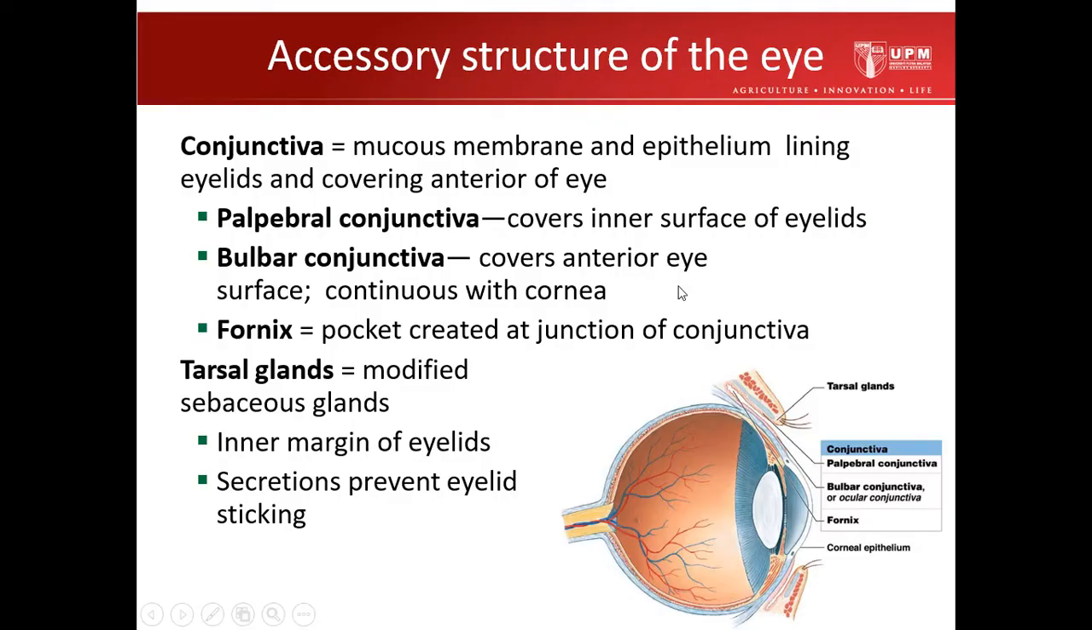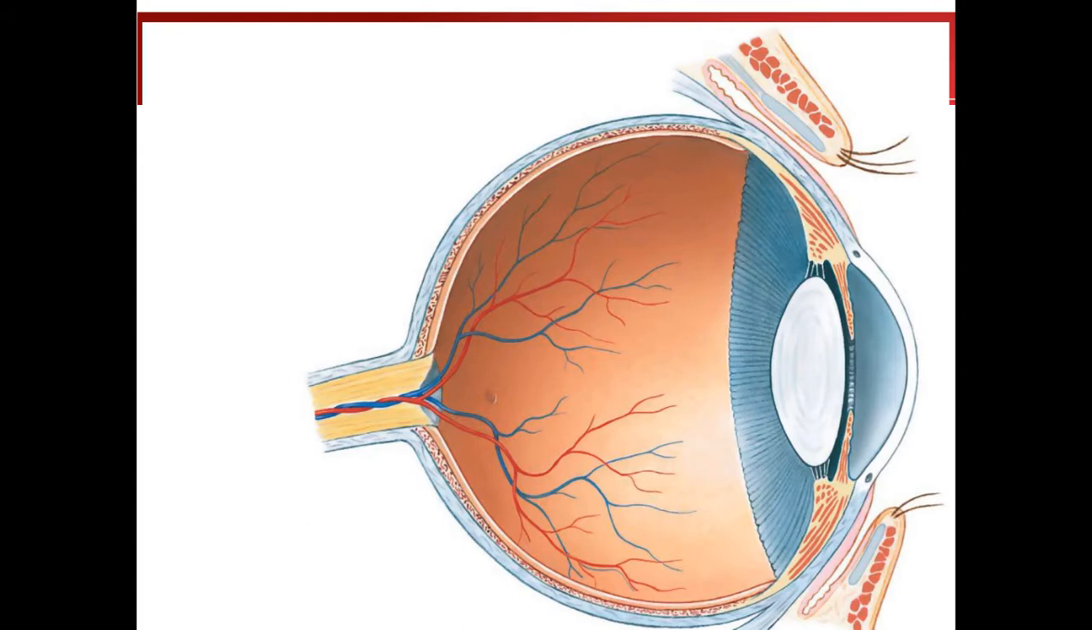The epithelium covering the inner surface of the eyelid and the outer surface of the eye is known as conjunctiva. There are two conjunctivae. One is the palpebral conjunctiva, which covers the inner surface of the eyelid, and the second one is the bulbar conjunctiva, which covers the anterior eye surface. We also have a tarsal gland that helps to keep the eyelid from sticking together.